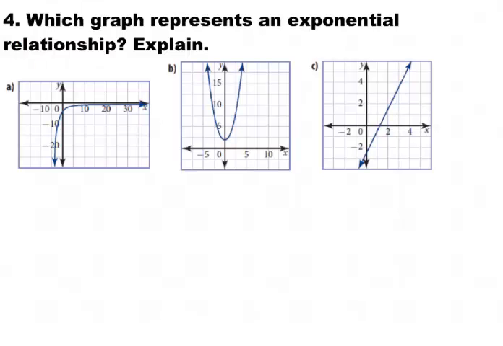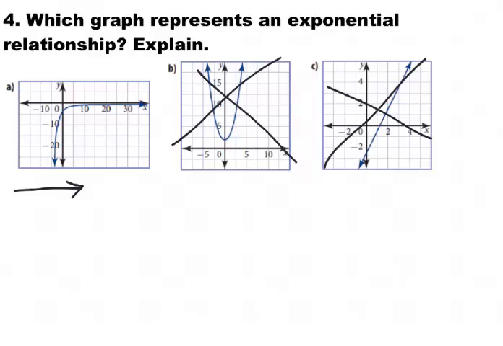The next question says, which graph represents an exponential relationship? Explain. We start with C. C is not exponential because it represents a linear function. So this is not. Then we go to B. B represents a quadratic. This is not. But A is an exponential relation. Now, as you can see, when we go from left to right, the values of y are increasing. So we can say this is exponential growth.